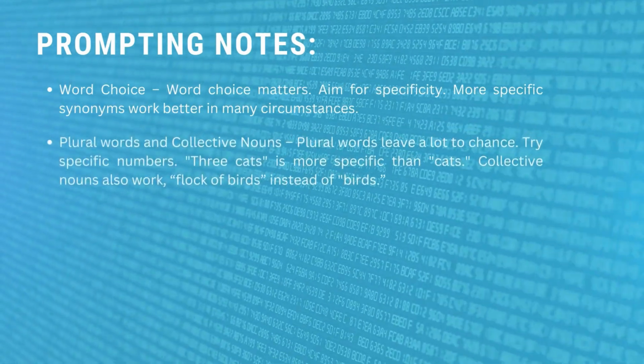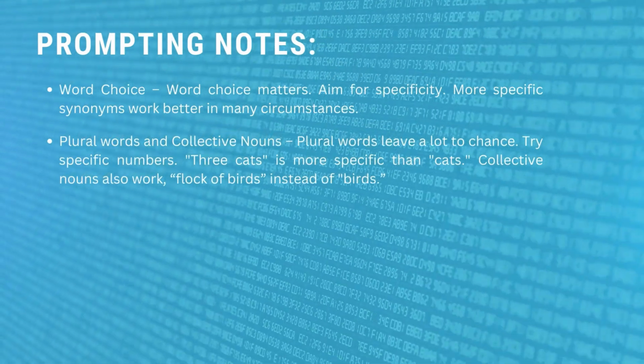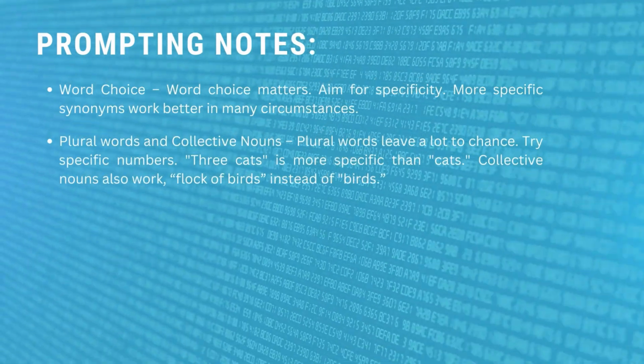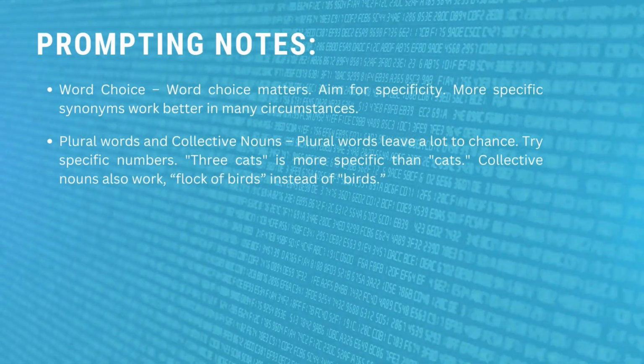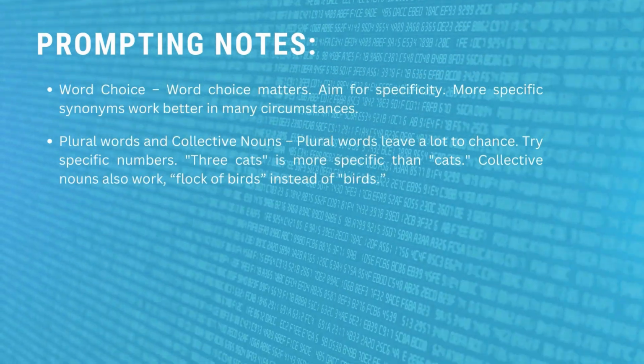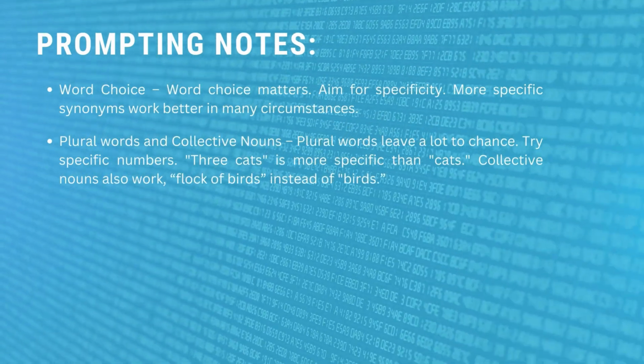Plural words and collective nouns. Plural words leave a lot to chance. Try specific numbers. 3 cats is more specific than cats. Collective nouns also work. Flock of birds instead of birds.